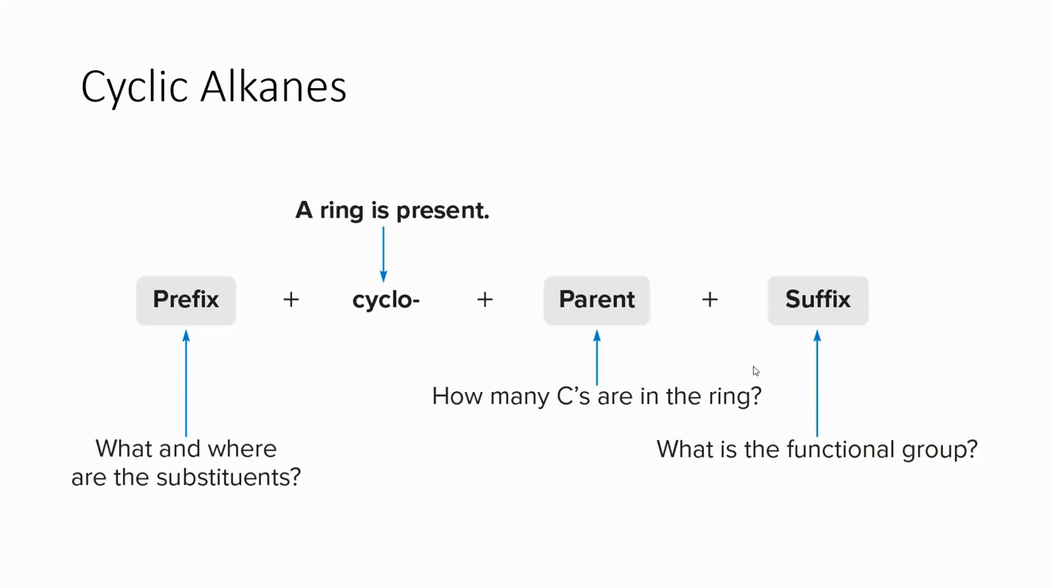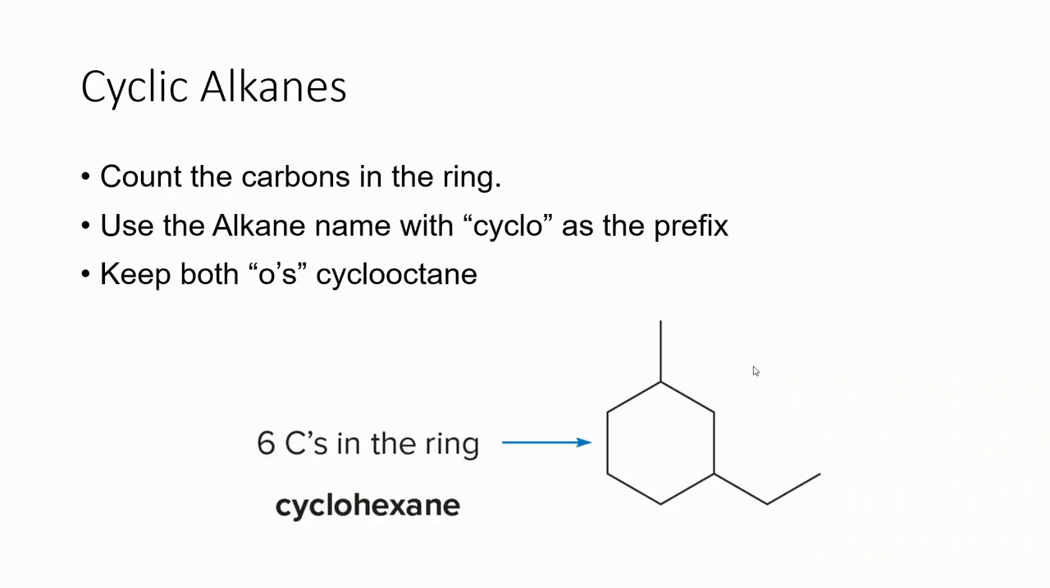And then the suffix is if we have a functional group. We have not talked about functional groups yet, but we'll talk about that in chapter 13. So we're using basically the same format, we just put cyclo in front of the parent alkane. So then we also count the number of carbons, we figure out the branches, and name. It's pretty much the same, but numbering is a little bit different.